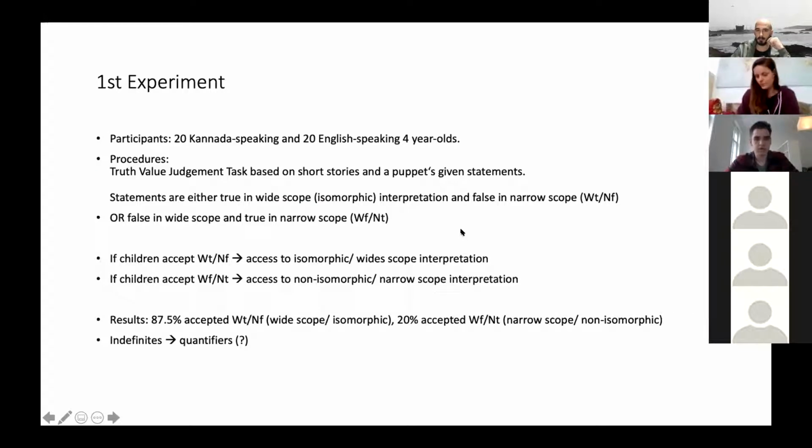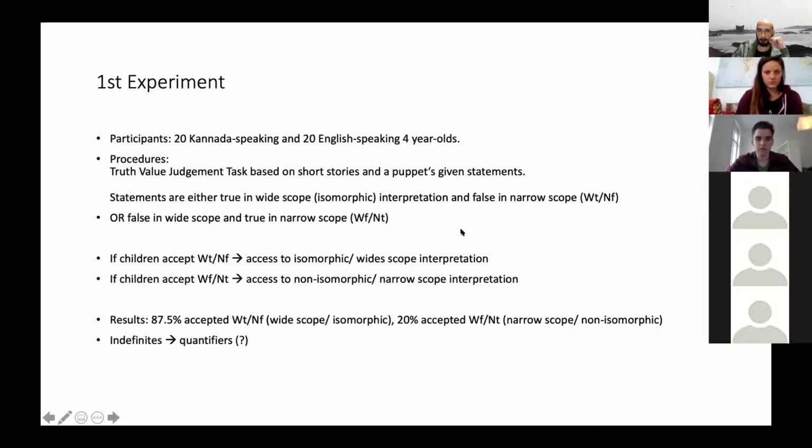Okay, so in the first experiment, the participants were 40 children in total. 20 of them were English speaking and 20 of them spoke Kannada. That's a language that's spoken in southern India, as Julia pointed out already. The procedure is very similar to the other experiments that we had discussed earlier. The participants were simply asked to perform a truth-value judgment task based on short stories or plays acted out by the experimenters in front of them. A puppet would give statements and the kids would tell whether the statement is true or not.